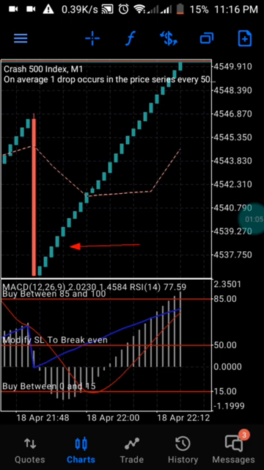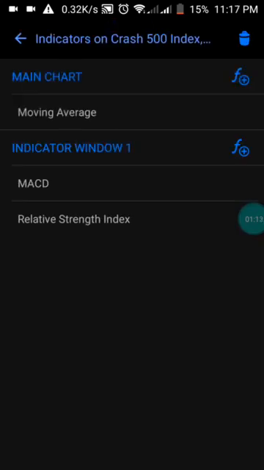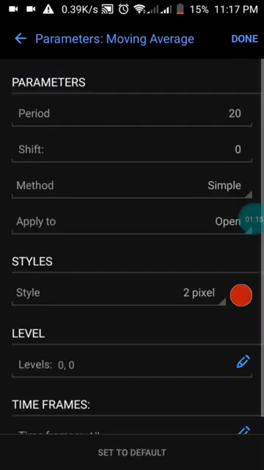So guys, let me show you the settings of this indicator so that you can set it up on your PC. We have the first moving average, which is on our main chart. We have the period of 20, method simple, apply to open. We have our style in red color, and you can choose any color of your choice. Then you press done.